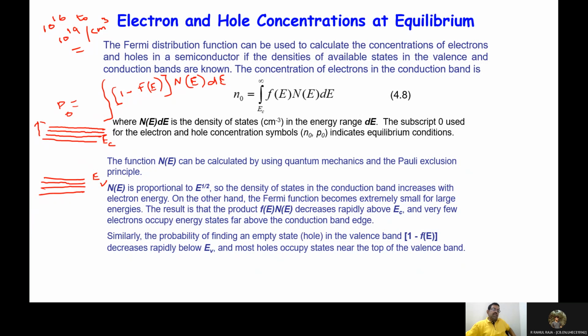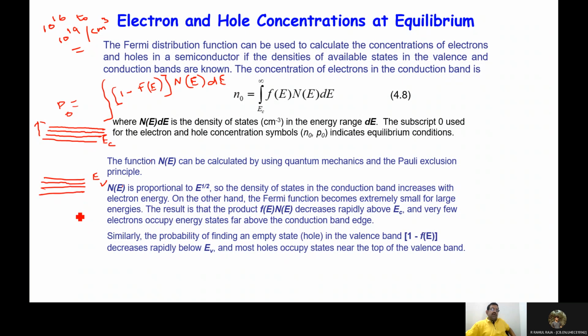Now, I already told you, you must remember this very important point. When I excite an electron from the valence band to the conduction band, the probability of finding an electron closer to the conduction band edge will be more. The probability of the state being unoccupied near the valence band is more.